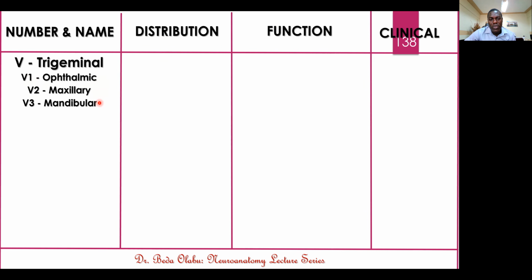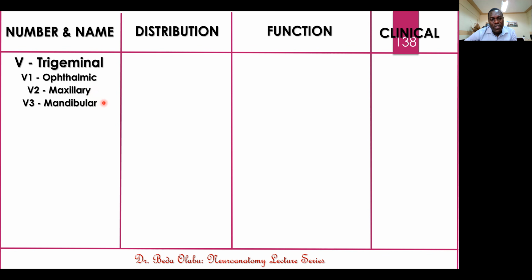The trigeminal nerve, these 3 divisions of the trigeminal nerve exit the cranial cavity via different foramina. The ophthalmic nerve exits the cranial cavity through the superior orbital fissure. Maxillary nerve exits the cranial cavity through the foramen rotundum. Rotundum means round. Mandibular nerve exits the cranial cavity through the foramen ovale.